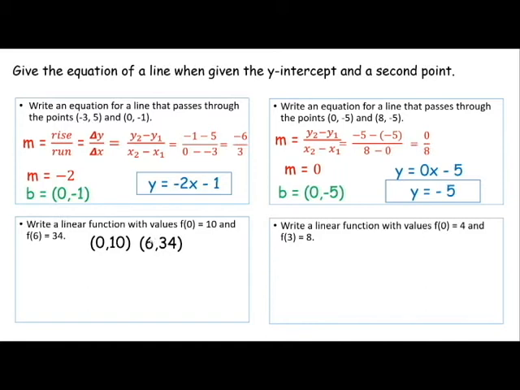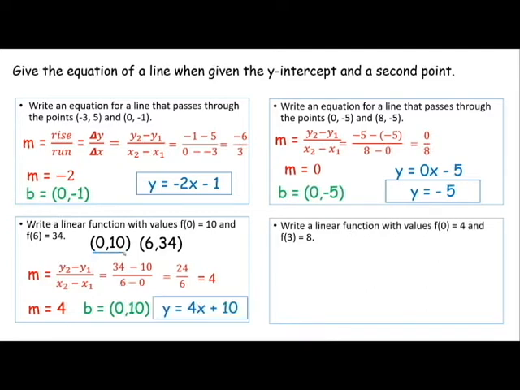If I take my (0, 10) and my (6, 34), and I plug those into my slope formula, notice I made this x2, y2, made this x1, y1. You could have just as easily switched that. You come up with 24 over 6, which gives you a slope of 4. Once you know the slope, the y-intercept is this (0, 10), meaning your function or your equation is y equals 4x plus 10. Now notice I wrote this in equation form because that's what we've been dealing with mostly.